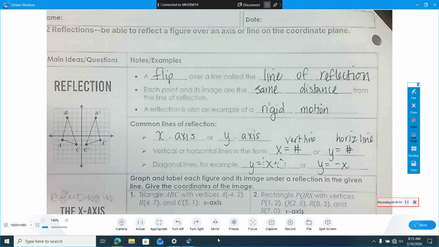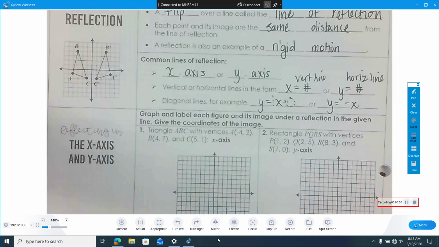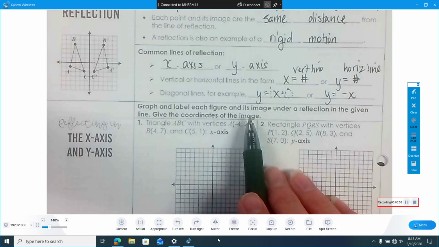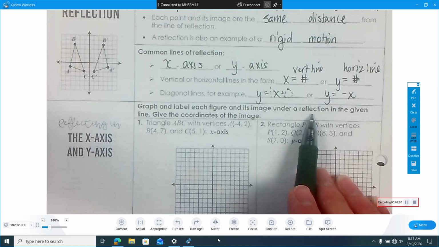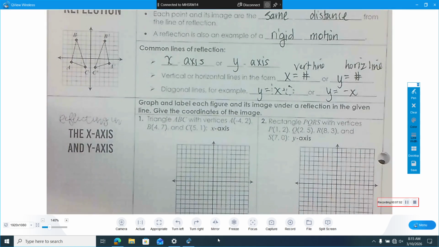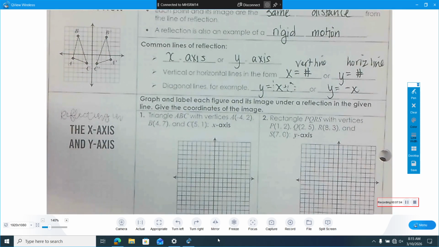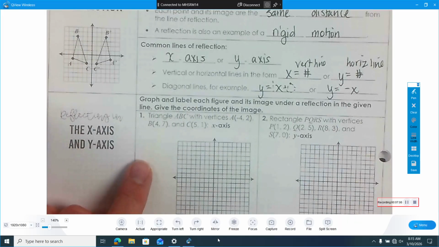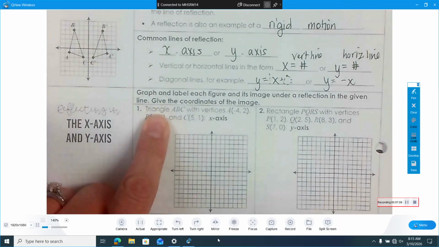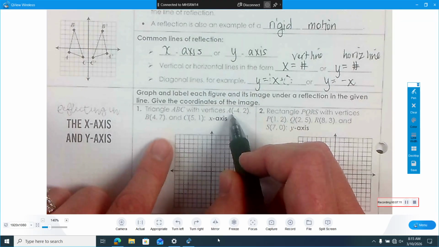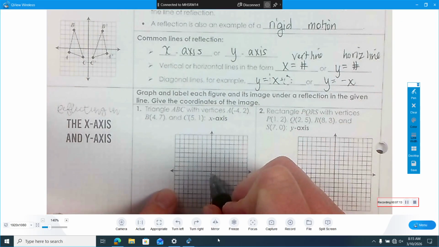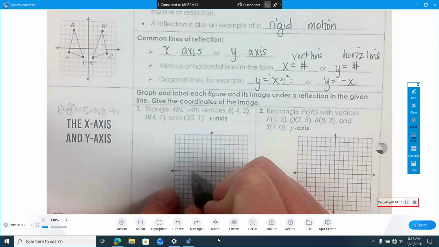Okay, graph and label each figure and its image under a reflection in the given line. Give the coordinates of the image. So first we want to start by graphing the pre-image. So this is triangle ABC with vertices A at negative 4, 2. So go ahead and graph 1, 2, 3, negative 4, 2.